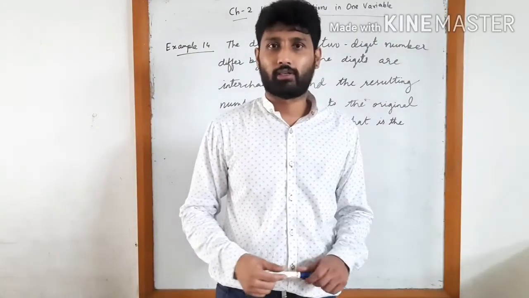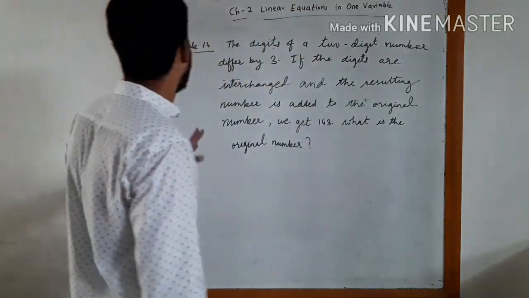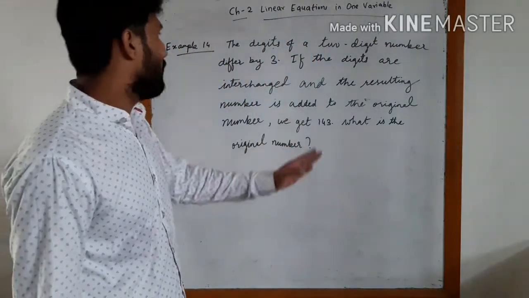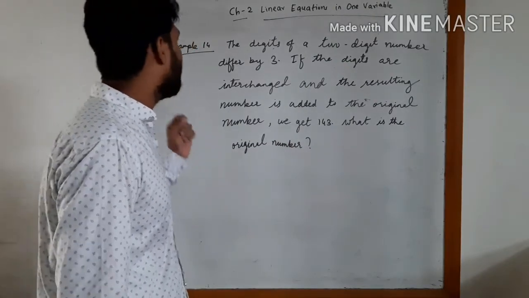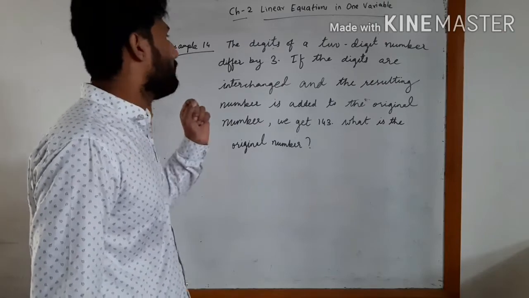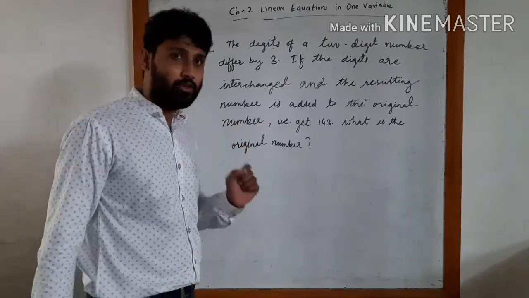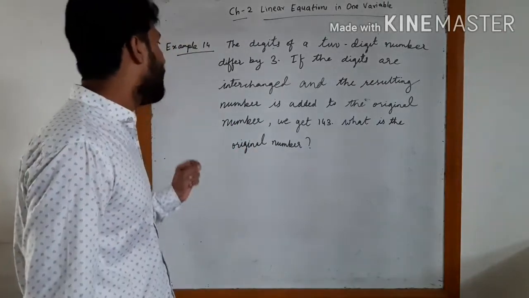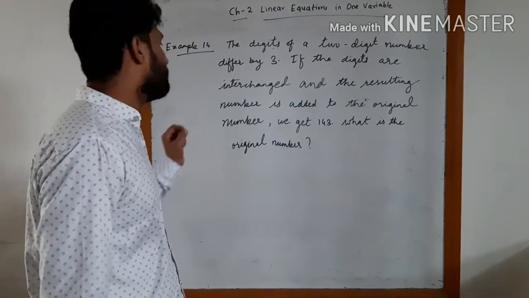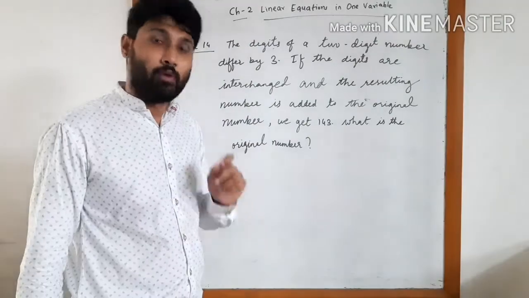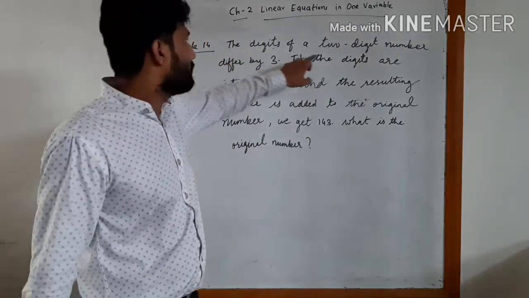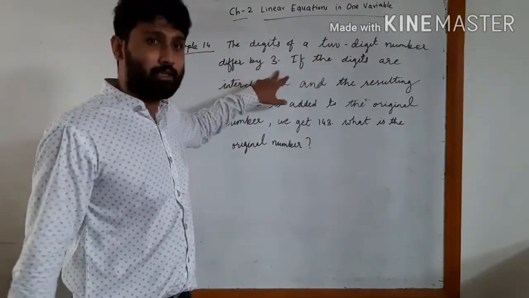Let's begin the discussion of example 14. The digits of a two-digit number differ by 3. If the digits are interchanged and the resulting number is added to the original number, we get 143. What is the original number? Okay, let's break down the problem. What is given? The digits of a two-digit number differ by 3.